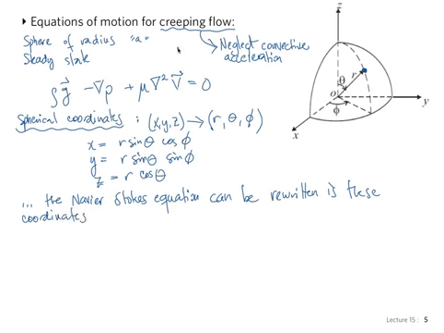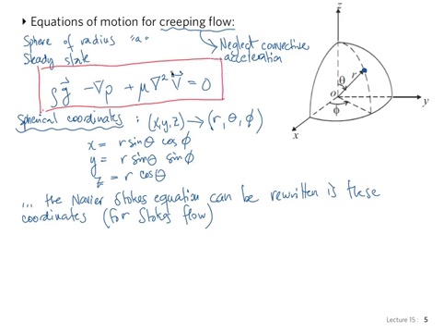This version of the Navier-Stokes equation, which is already simplified for Stokes flow, is this one. So basically, if you were to use your definitions of the divergence, the gradient and the Laplacian operators in spherical coordinates, you would have it. This is the Stokes flow equation.